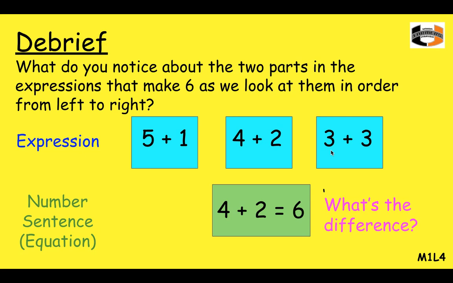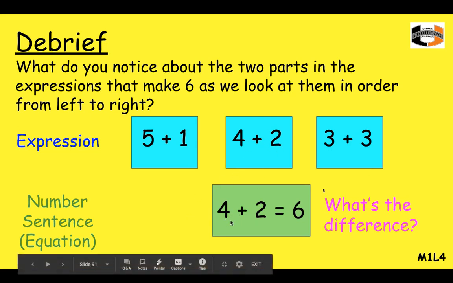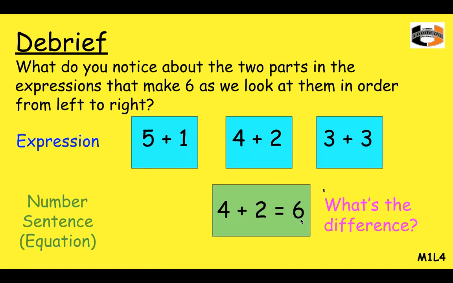Yeah, they're going down. The first number in the expression is going down. 5, 4, 3. Look at the second number in the expression. It's going up. 1, 2, and 3. So what's the difference between 4 plus 2 and 4 plus 2 equals 6? Right, an expression doesn't have the total. A number sentence has the total. That's the difference. That's very simple.